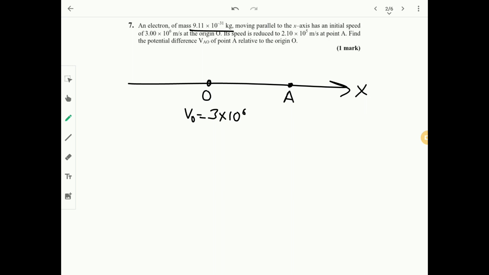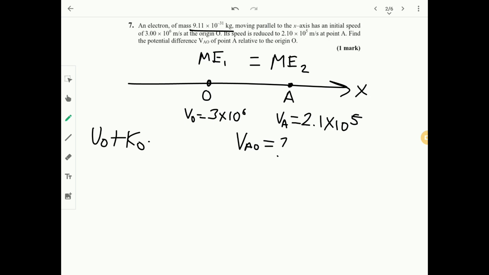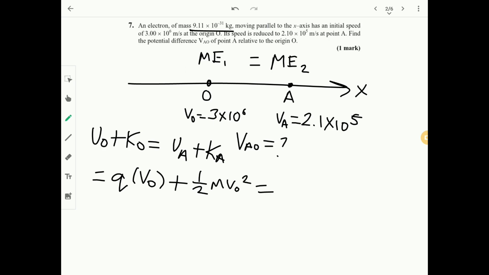I'll give you guys a few seconds, you can solve. Here I'm just giving a graphical representation of the given 2.1 times 10 to the power of 5, right? And we want potential difference VAO. Now again, conservation of mechanical energy. So we have a certain mechanical energy, let's call this ME1 and ME2. These two are equal, so we can say very easily U0 plus K0 equals UA plus KA, right? Anything cancelling? No, nothing is the same, so we should continue on. Q times V0 plus half mV0 squared equals Q into VA plus half mVA squared. We have the mass, we have the velocity, we have Q, we have m, v0. All we need to find is VA and V0, right?